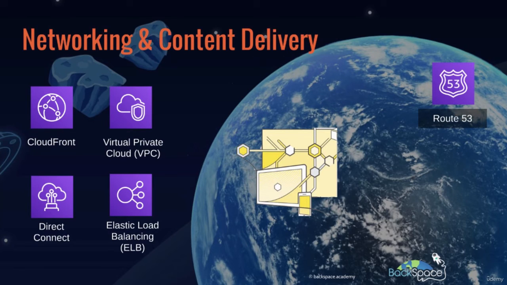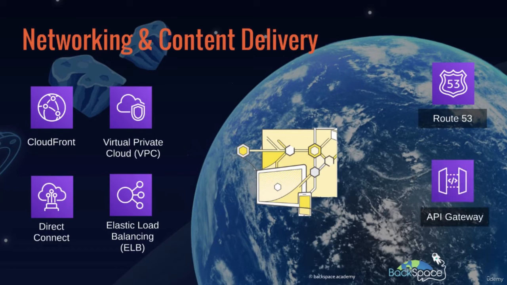Amazon Route 53 is a highly available and scalable domain name system, or DNS for short, and it can handle and direct traffic for your domain name and direct that traffic to your back-end web server.